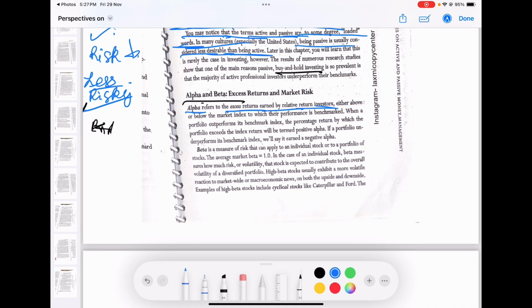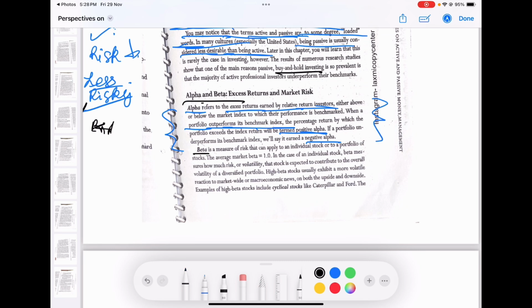Whatever benchmark index you are comparing your performance with, if the portfolio outperforms the benchmark index, then you can say that the percentage would basically be the positive alpha. Now if the portfolio underperforms the benchmark index, then we'll say that it has a negative alpha. So that is what is known as alpha. I hope you understood what alpha is.